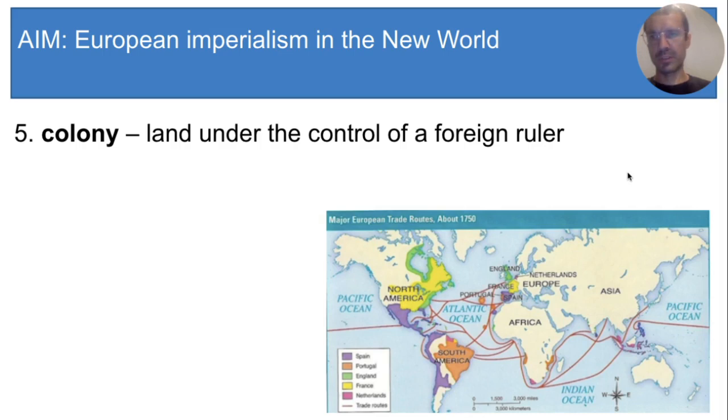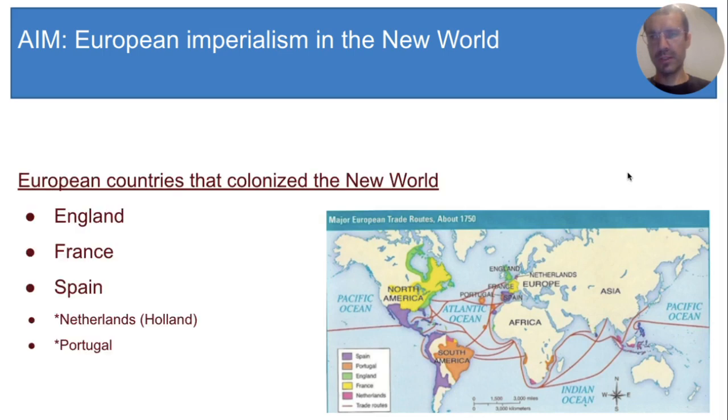Now let's look at some specific European countries that took over colonies in the New World during the Age of Exploration and Imperialism. Three countries that are most important in this class that I want you to know are England, France, and Spain. Looking at this map, you can see that the Netherlands and Portugal also colonized parts of the New World. The people who left these European countries and moved to the New World colonies are called colonists. And we are going to talk a lot about European colonists in this unit.